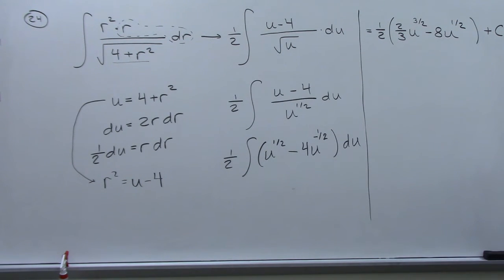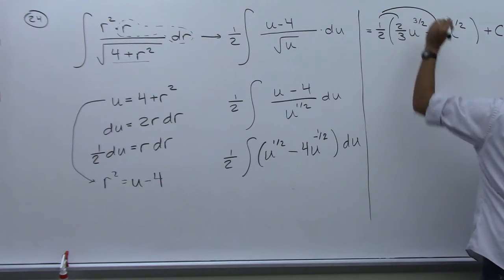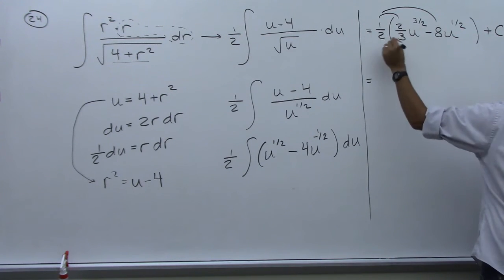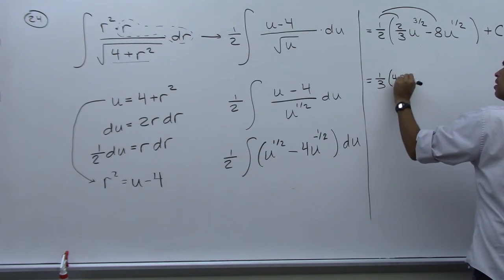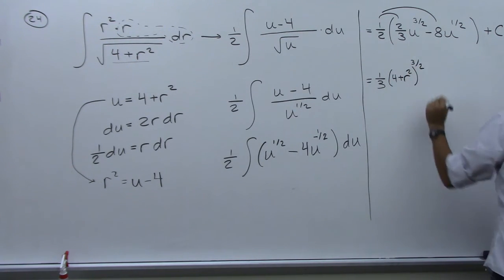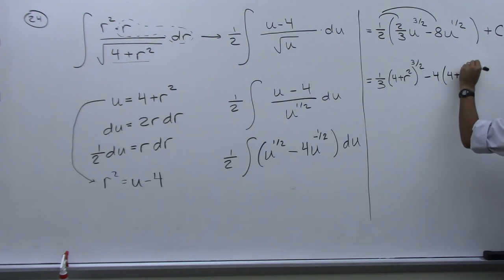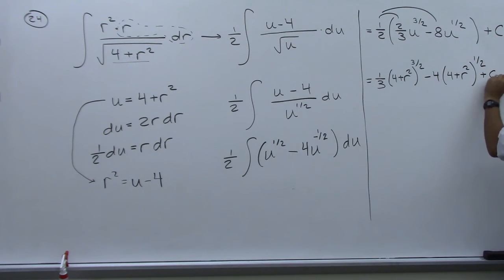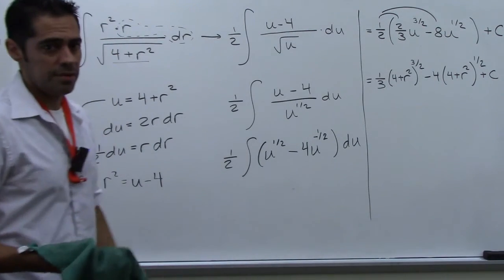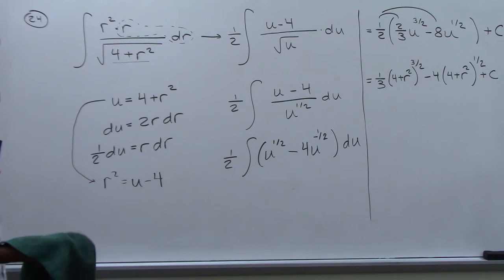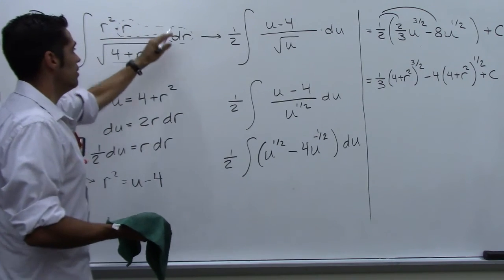And now you just need to remember what was u. U is this. So I'll distribute this through. So let's see what we get here. Here to here, the 2's cancel, you get 1/3. U was 4 plus r squared to the 3/2. And then here to here is minus 4, then 4 plus r squared to the 1/2, plus a constant. And that's it. There was no integration by parts. I'm sure you can do it with some integration by parts, but this is clearly the easier way because you recognize that little pattern here, that you could peel that r off.